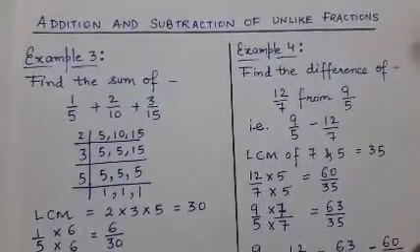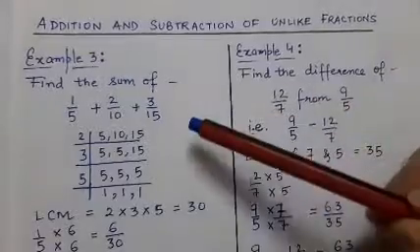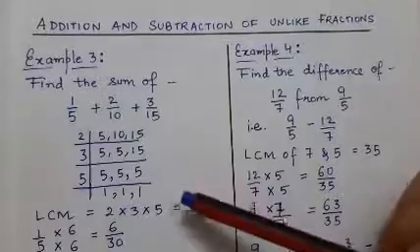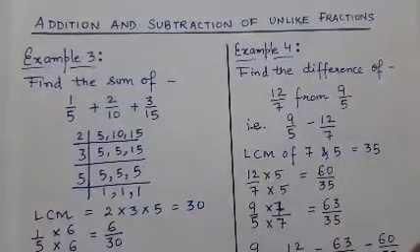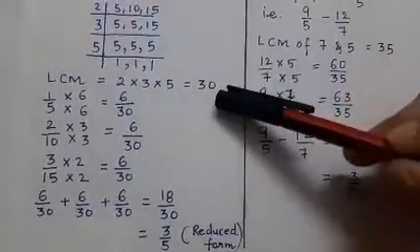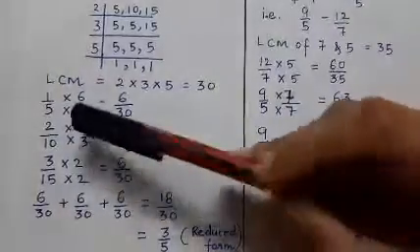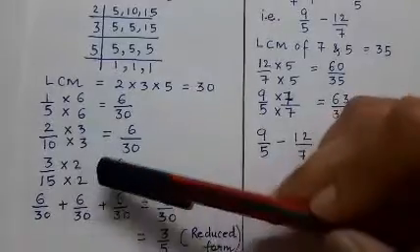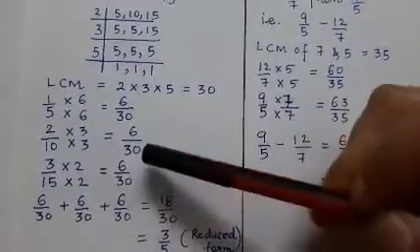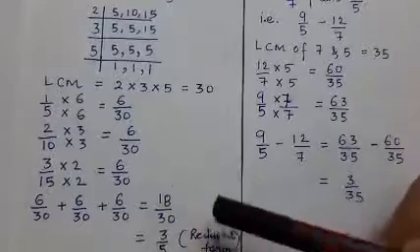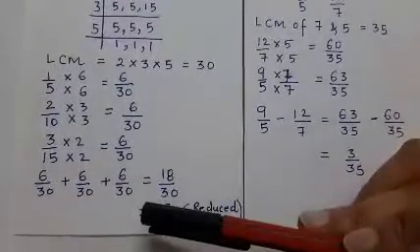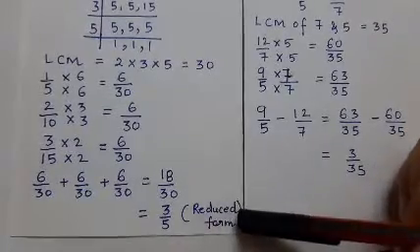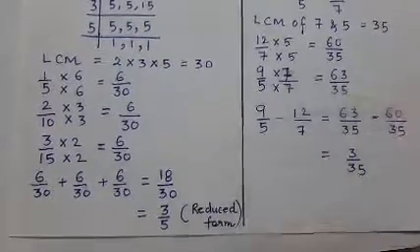Finding the sum of unlike fractions. As you can see in this case, all the denominators are different. So I found the LCM and the LCM was 30. As we found the denominator is 30, we have written the 3 fractions, 1 upon 5, 2 by 10 and 3 by 15. And by multiplying with the same number so that we get 30 as the denominator, we found the answer as 6 upon 30 in each case. So the final answer was 18 upon 30, which got reduced to 3 upon 5.